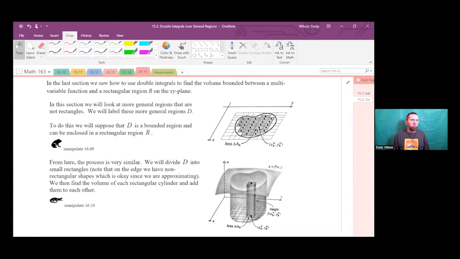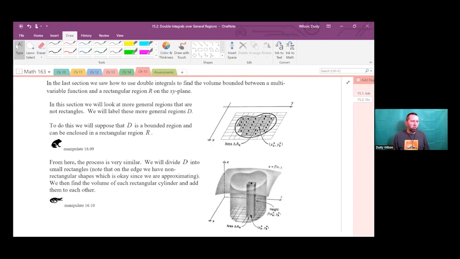In the last section, we saw how to use double integrals to find the volume bounded between a multivariable function and a rectangular region R in the plane. And that'd be the XY plane. In this section, we'll look at more general regions that are not rectangles. We'll label these more general regions D.